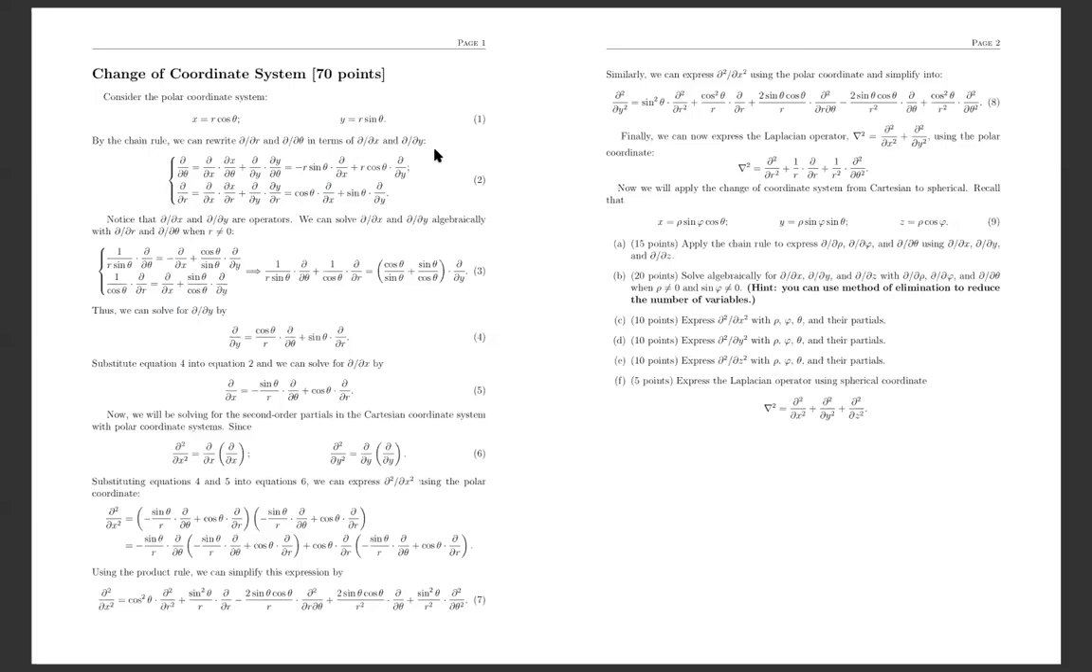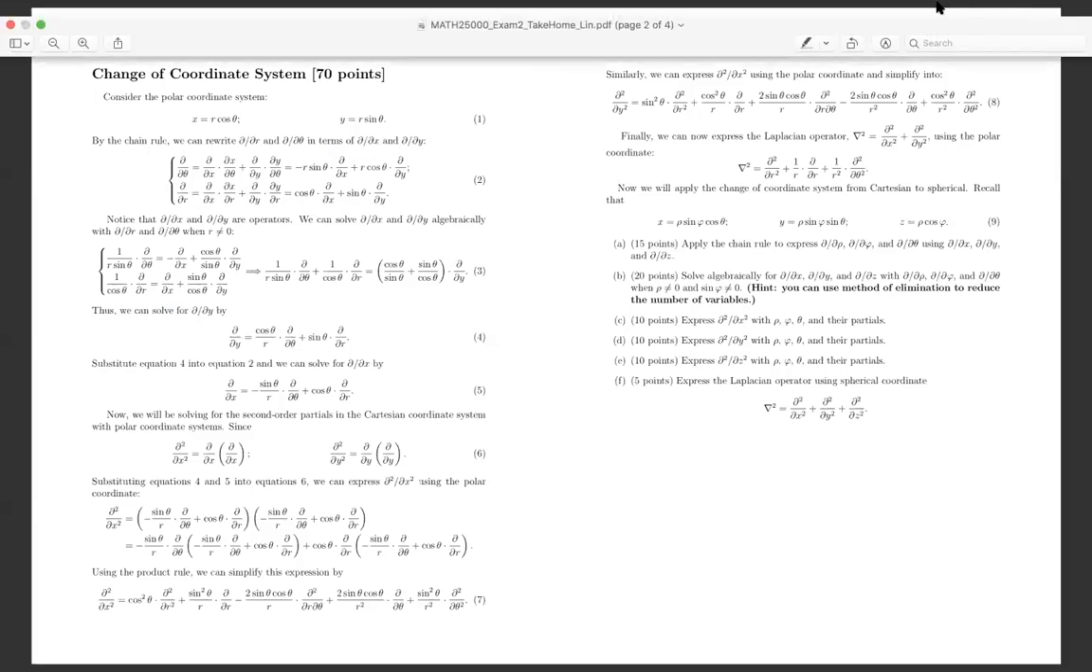On a side note, the homework does count as extra credit to this take-home project. This take-home project is an exam. It counts as an exam grade.